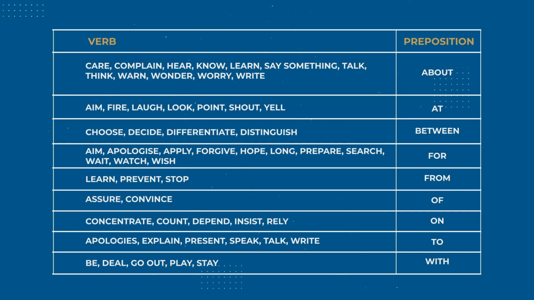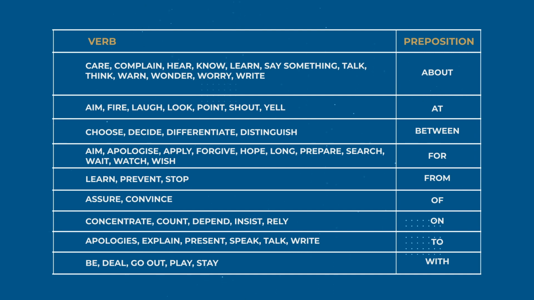Take another pair, like choose and decide. They generally form a collocation with between. Like choose between the two, or decide between the group you have, distinguish between, differentiate between. If I talk about aim, apologize, apply, forgive, hope, long, prepare, search, wait, watch or wish, they always form a pair with for. Like I can say, I apply for the job, I hope for getting good marks. So, we make a pair like that.